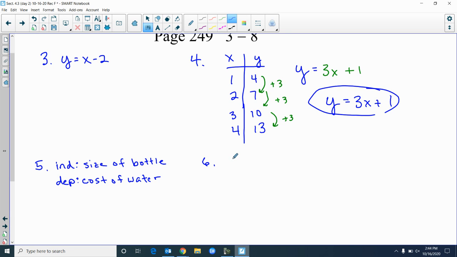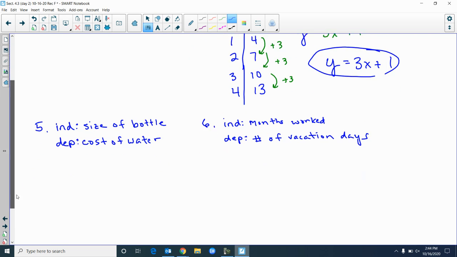For 6, an employee receives 2 vacation days for every month worked. So independent is going to be the number of months worked, because that's going to control the number of vacation days. So there's your independent and dependent.